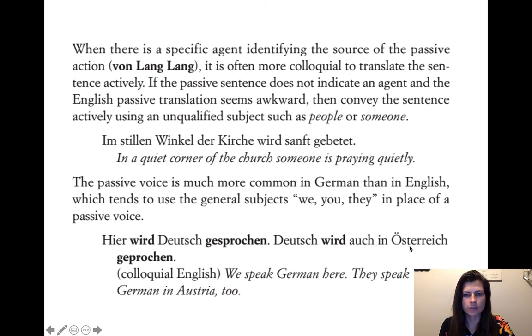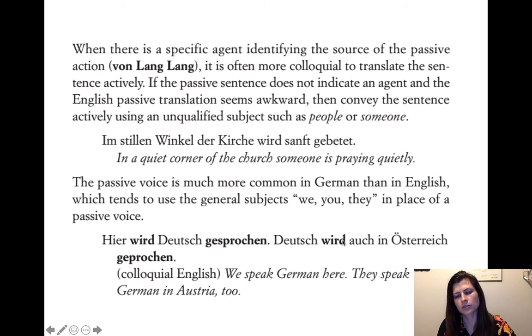Deutsch wird auch in Österreich gesprochen. They speak German in Austria too. But German is also spoken in Austria, so having this in the passive in English, German is spoken in Austria as well, I think.